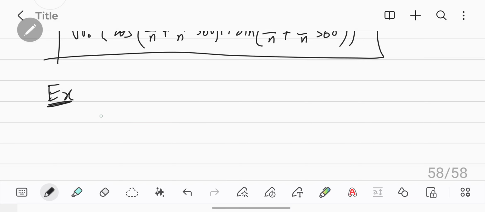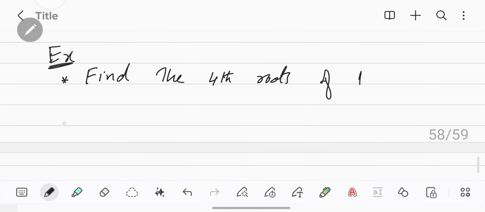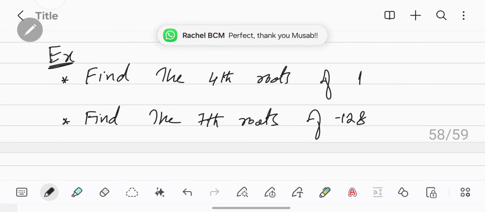Here you have some examples. Find the fourth root of 1. This is the first example. The second one is: find the seventh roots of negative 128. Try to do these examples just like I did in this video and then show me if you have done. Thank you.